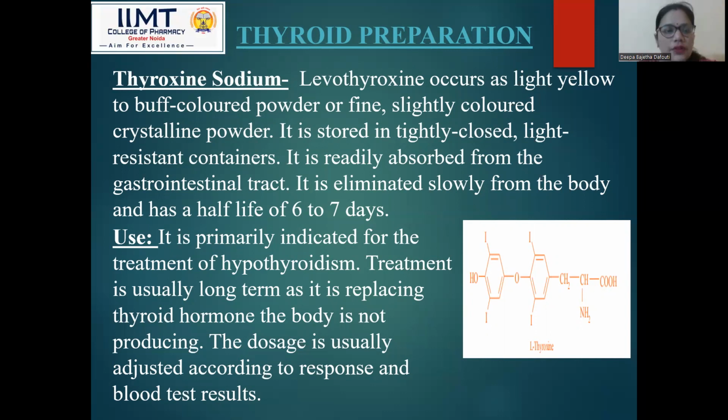The use of thyroxine sodium is primarily indicated for the treatment of hypothyroidism disorder. The treatment is usually long term, as it is replacing thyroid hormone the body is not producing. Hypothyroidism is a case in which the body does not produce enough thyroid hormone, so we can use this thyroid preparation as a replacement. The dose is usually adjusted according to response and the blood test results.